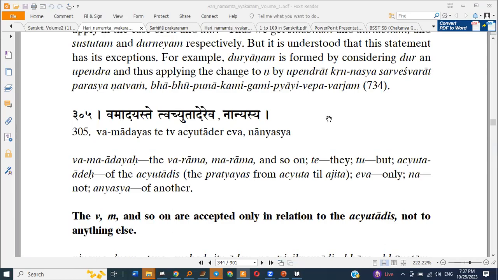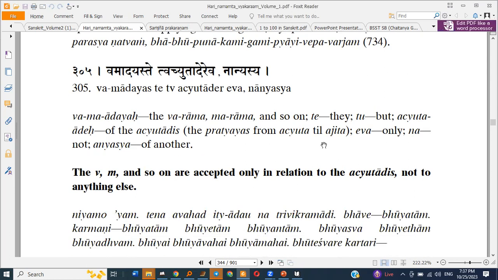Hare Krishna. Resuming from Sri Harinamamrit Vyakaranam, studying the Akhyata Prakaranam, the verbs, Sutra 305, Vamadayaste Tvachyutadereva Nanyasya. The Va, Ma, and so on are accepted only in relation to the Achyutadis, not to anything else. So this Va, Ma, and so on are basically Varama, Marama, and so on. So they are accepted only in relation to Achyutadis, not to anything else.